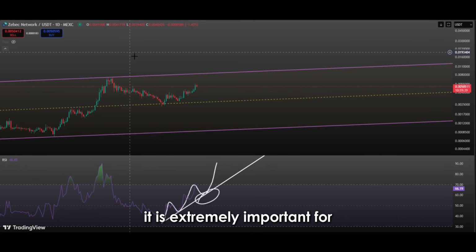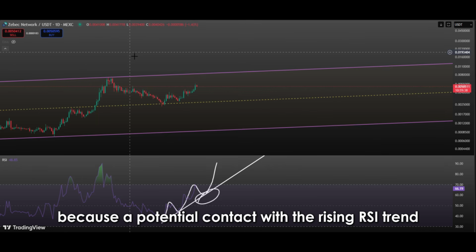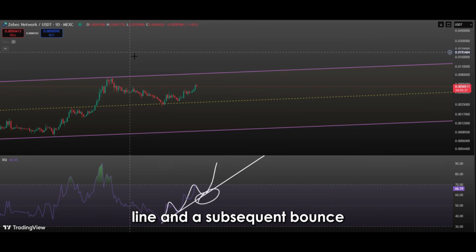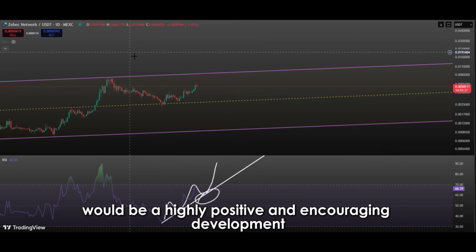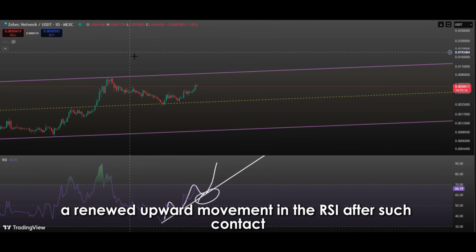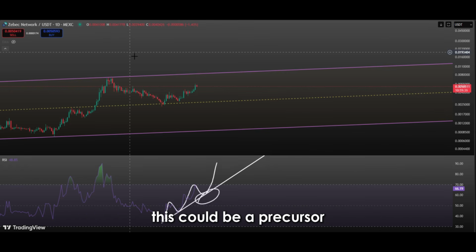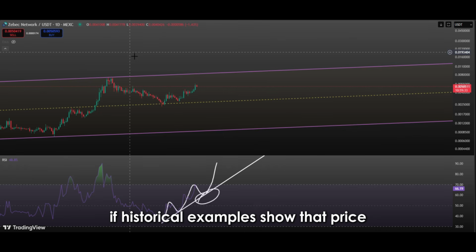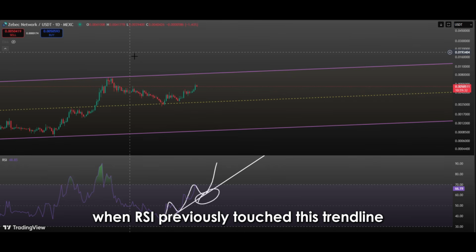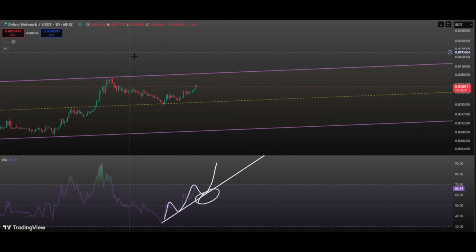It is extremely important for investors to closely monitor such structures because a potential contact with the rising RSI trend line and a subsequent bounce would be a highly positive and encouraging development from a technical analysis standpoint. A renewed upward movement in the RSI after such contact indicates that momentum is strengthening again. This could be a precursor to upward movement in the price itself. This scenario is further supported if historical examples show that price also rebounded upward when RSI previously touched this trend line. Past behavior can serve as a powerful clue for future action.